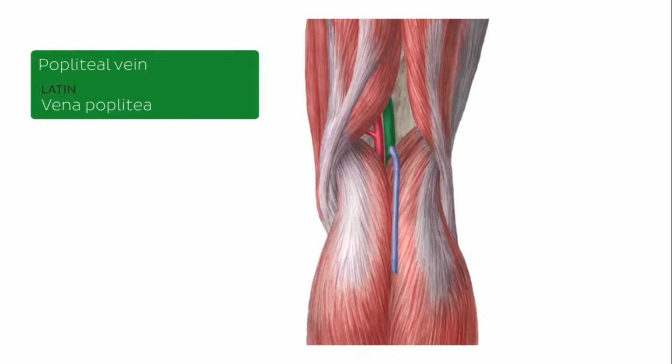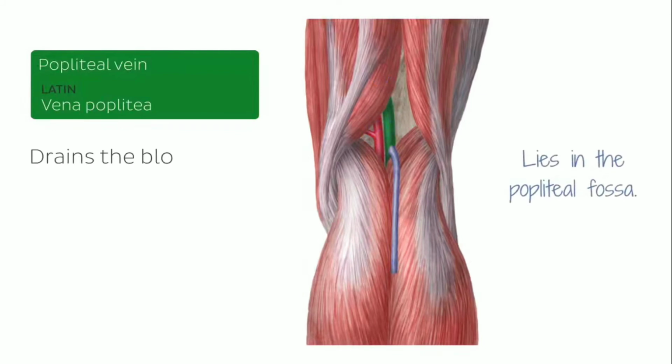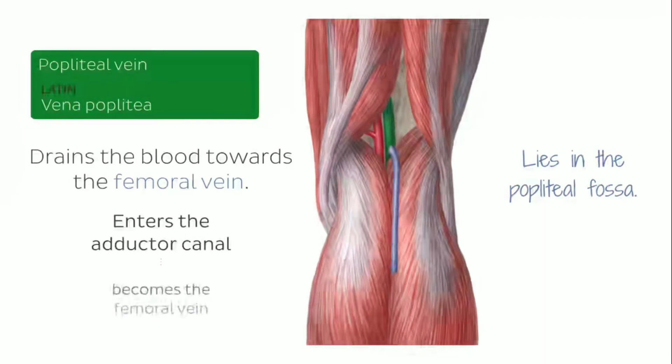And just like the popliteal artery, which you can also see here on this image, the popliteal vein lies in the popliteal fossa. It drains blood from the lower leg via the anterior and posterior tibial veins and foot towards the femoral vein. Together with the small saphenous vein, it enters the adductor canal where it becomes the femoral vein. So always remember when we talk about veins, the trajectory here is going back from the extremities all the way to the heart.